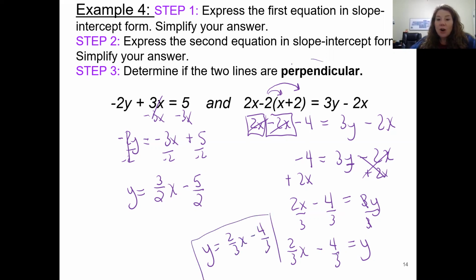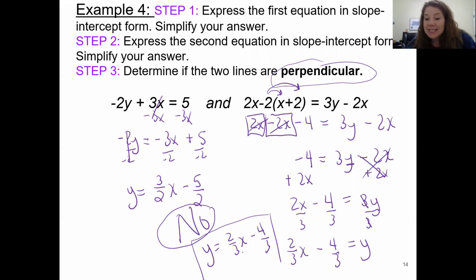The question is, are these two lines perpendicular? Yes or no? What do you think? The answer is no, they're not. Why? They are inverses of each other. 3 over 2, the inverse of 3 over 2 is 2 over 3, but they're not opposite signs. They have to be opposite and inverse. So the answer is no, they're not equivalent. Or excuse me, they're not perpendicular.